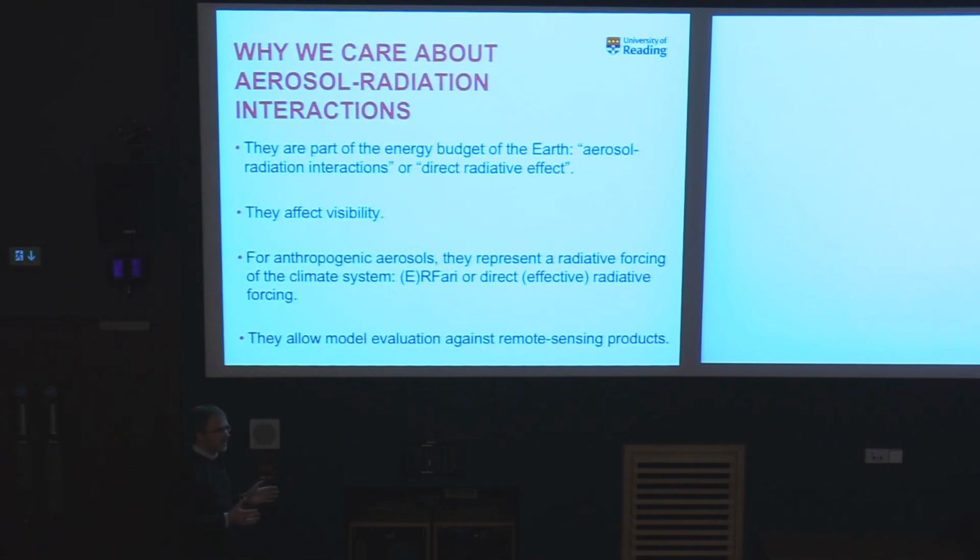Because they absorb and scatter radiation, they affect visibility, so it could be important for airport operations, for example, or anything that depends on atmospheric visibility. A sizable fraction of aerosols are of anthropogenic origin, so they are emitted by our human activities, which means that those aerosols represent a radiative forcing of climate, so that's the notion of effective radiative forcing, that are estimated by the IPCC report.